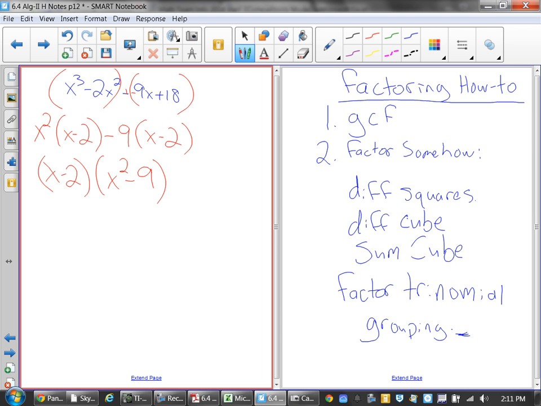In this case, since we have a third degree polynomial, sometimes you might wind up with 3 separate terms. So here I have a difference of squares. So x minus 2, x plus 3, x minus 3. And that would be a fully factored form. The only difference between this and an equal sign would be that I'd have to find my zeros. There's no equal sign, so all I'm worried about is just factoring it completely.